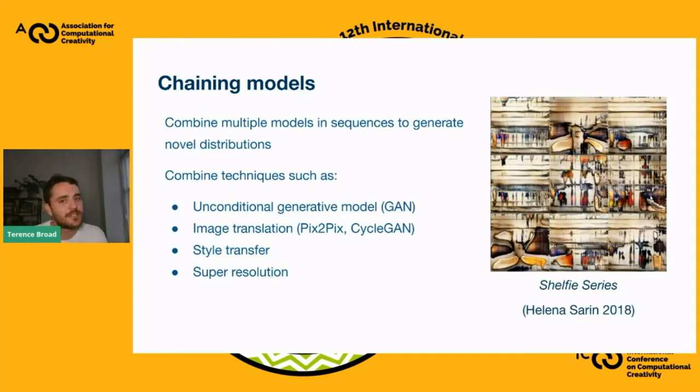and generates some kind of output, like an image, and then you might have translation models. In the image domain, you have things like pix2pix and CycleGAN, and they might chain lots of these translation models together to produce more and more interesting results. Things like style transfer and super resolution may also be utilized. A pioneer of this was the artist Helena Sarin, and these images show some of the really arresting results that you can generate using this method.